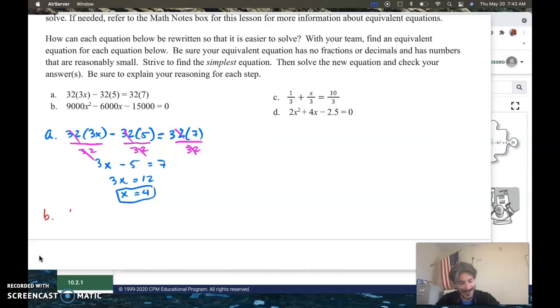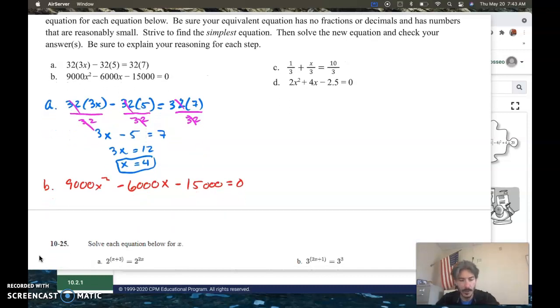I've got 9,000x squared minus 6,000x minus 15,000 equals 0. Now look at this. These are big numbers. Nobody wants to mess around with such big numbers. So what are we going to do? We're simply going to divide everything by 1,000. It's going to cancel out all these zeros.